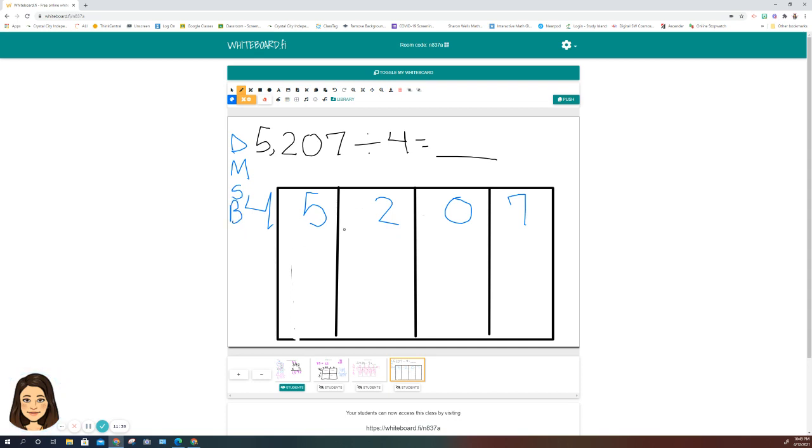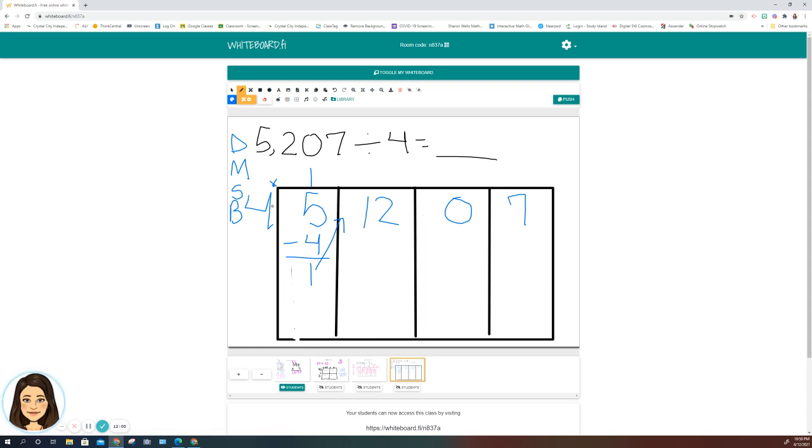Okay, 5 divided by 4. Well, you can only count by 4 once. 4. If you go twice, 4, 8, that goes over. So 4. Then you're going to multiply. 4 times 1 is 4. So I'm going to subtract 4. So I have 5 minus 4 is 1. So I'm going to bring it up. So now I have 12.